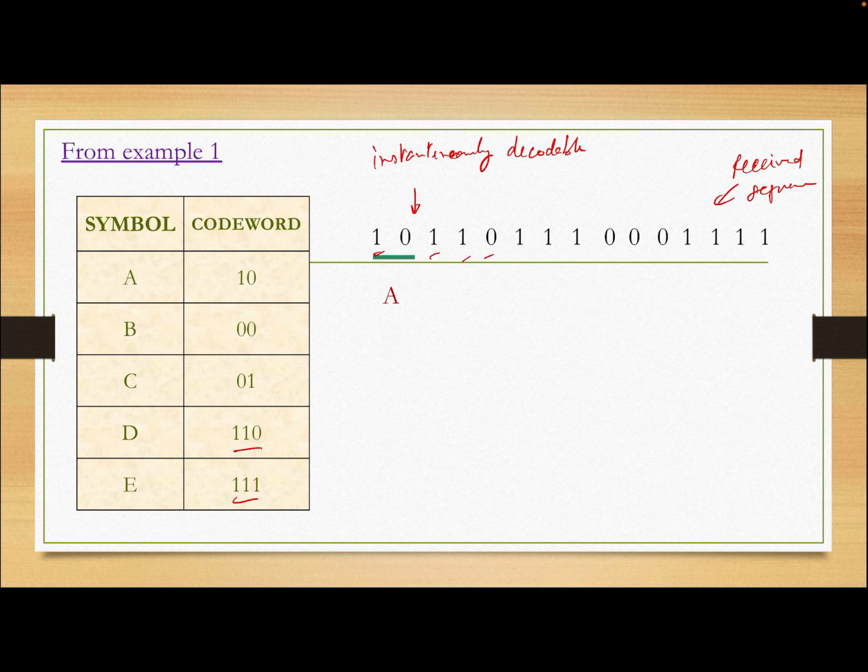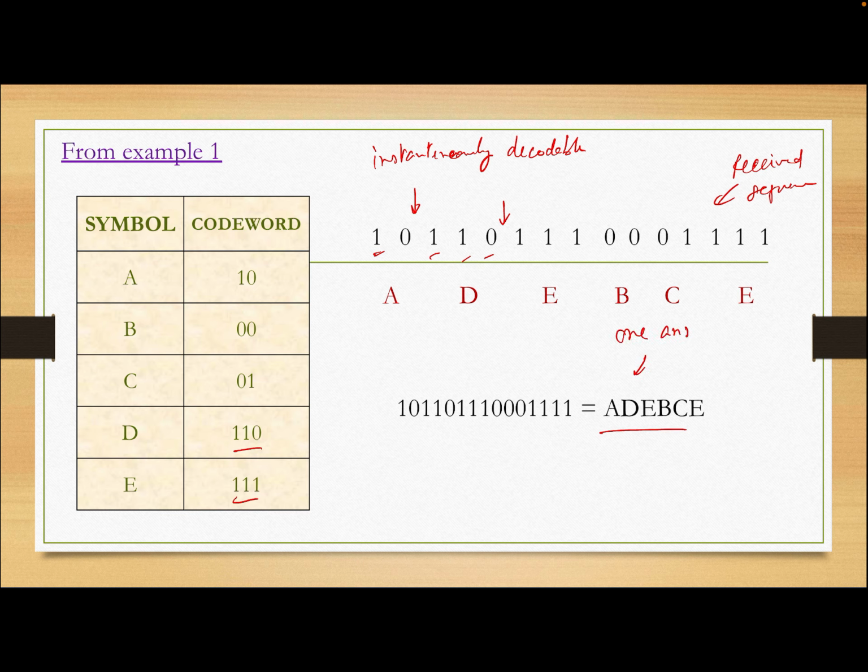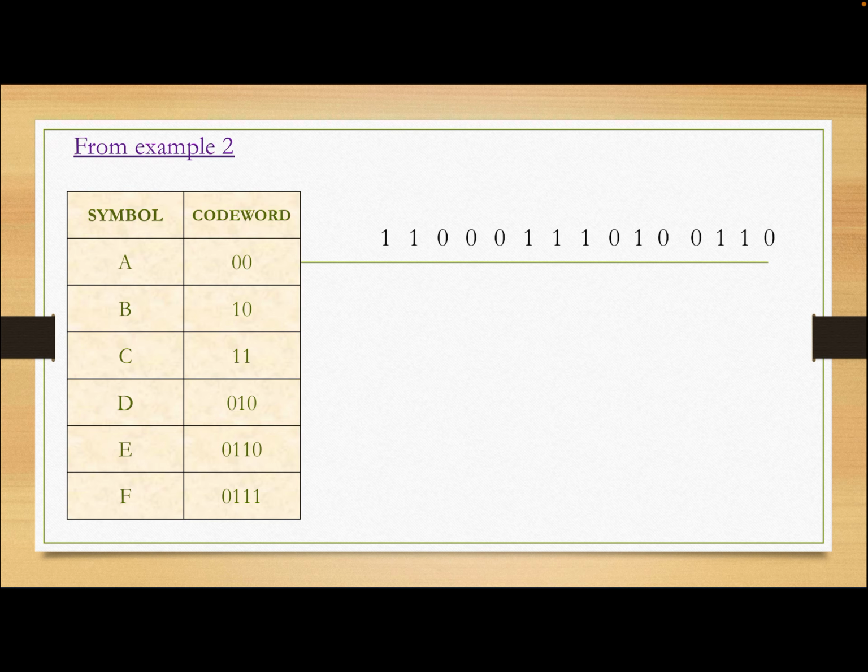After we get the last bit of A, then we get 1, and we don't know how to decode. We get 1 again, not sure what it is because we have 2 cases. Until we get 0, we get D. So at this point we can decode D. This is similar. We get E, we get B, we get C, and then we get E. And so this is the answer. Only 1 answer, so it is uniquely decodable.